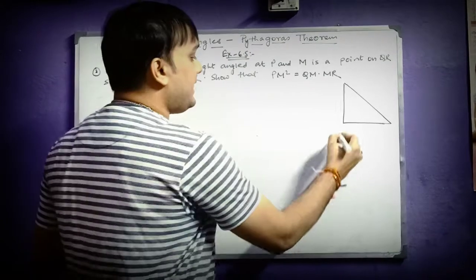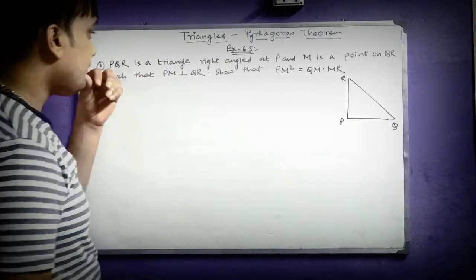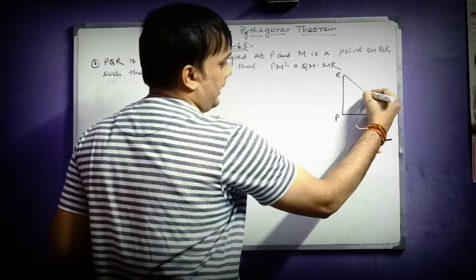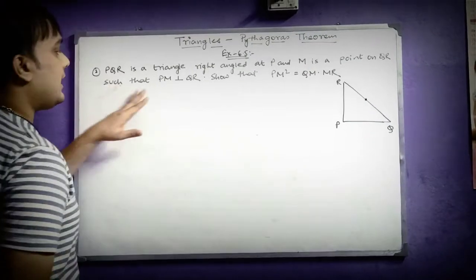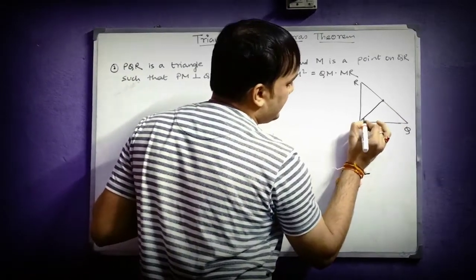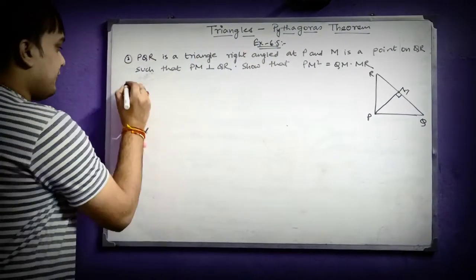Right angle at P. So let this be P, this be Q, this be R. M is a point on QR such that PM is perpendicular to QR. So we can say this is perpendicular. Okay. So let us write the first given.